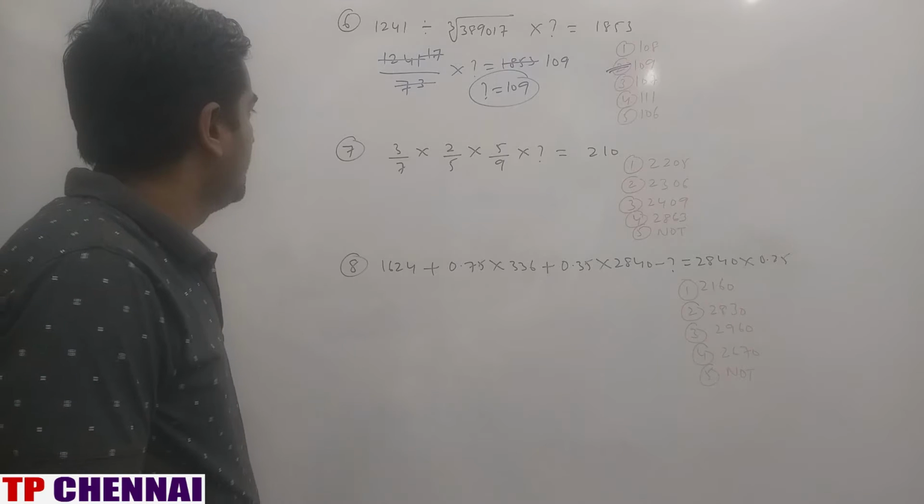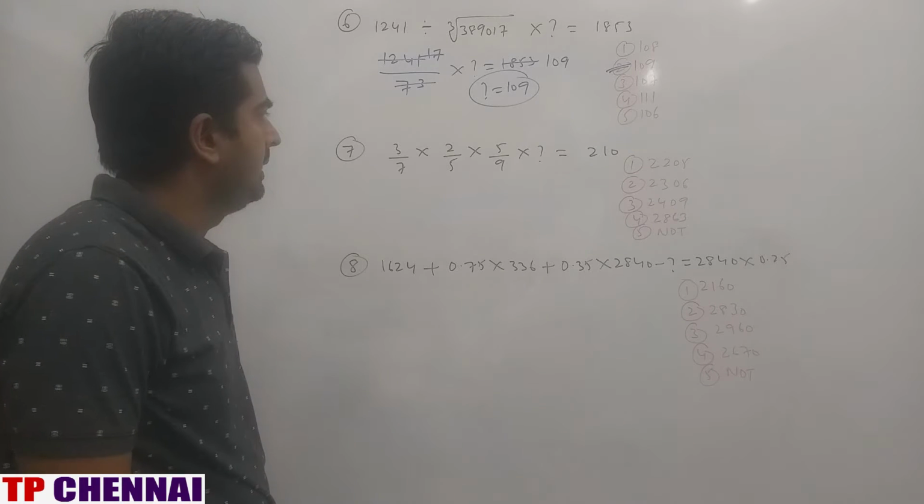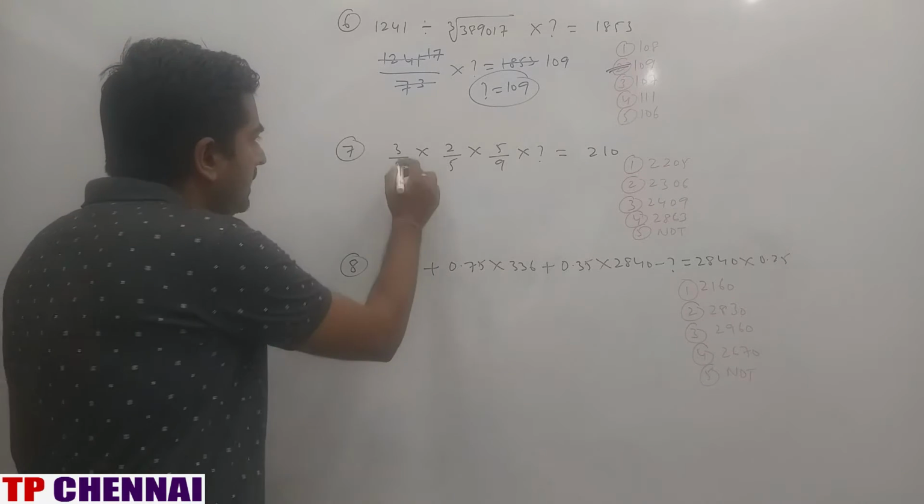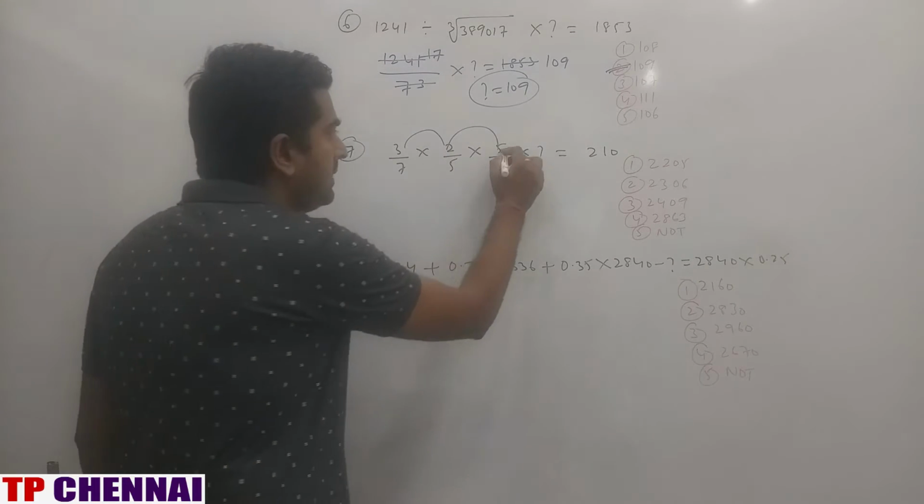Now seventh one, 3 by 7 into 2 by 5 into 5 by 9 into question mark is equal to 210. 3 2s are 6, 6 7s are 30.